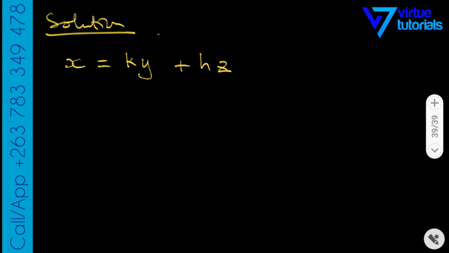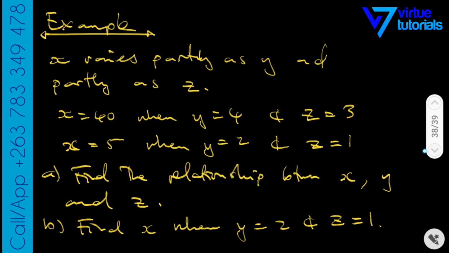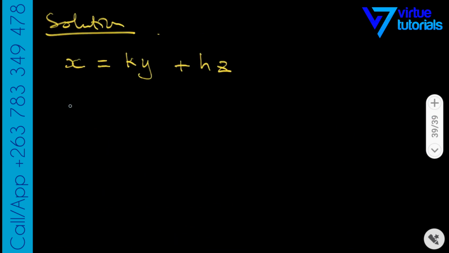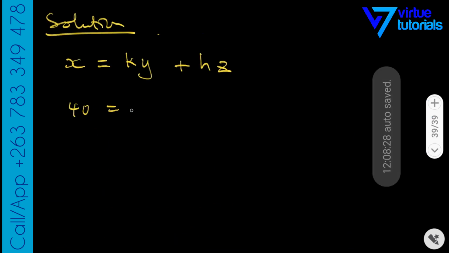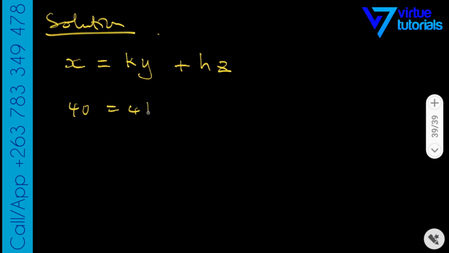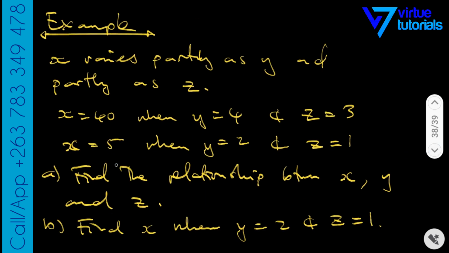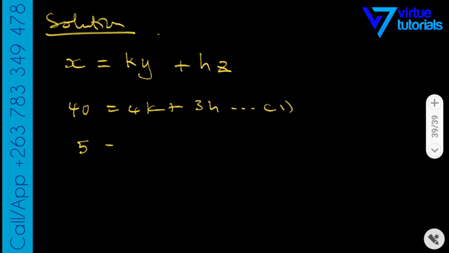And then I can substitute the values that I had there. Remember, I had 40, 4, and 3 for my x, y, z values. So I can substitute there and put 40 is equal to 4k plus 3h. That's my equation 1. And then I have 5, 2, 1, right? You can substitute those. 5 is equal to 2k plus 1h, which is just an h. Then I get my two equations.